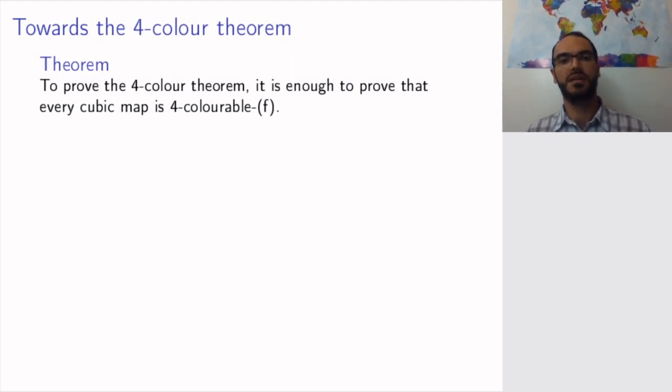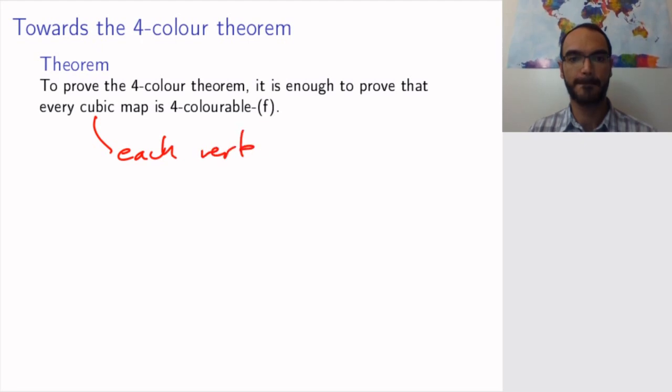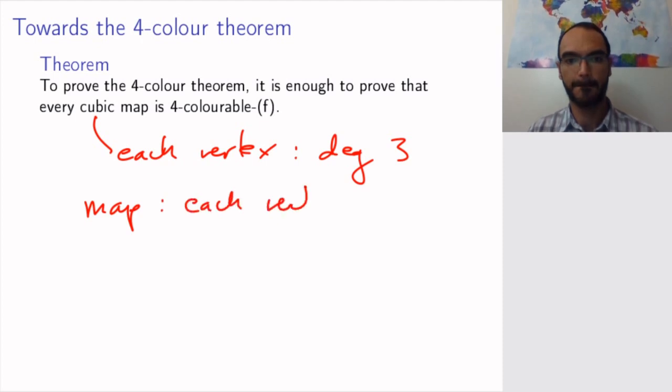One fine thing about this is that now when we deal with maps, we can simplify the proof of the four-color theorem. To prove the four-color theorem, meaning that to prove that every map is four-face colorable, it's enough to prove it for cubic maps. So what does this mean? Well, cubic means that each vertex has degree 3. And remember, in a map, each vertex has degree at least 3.